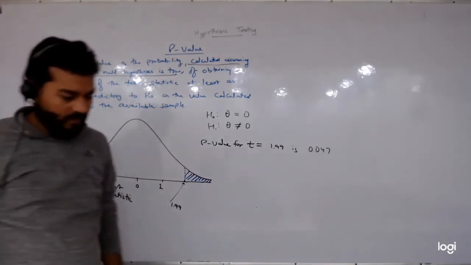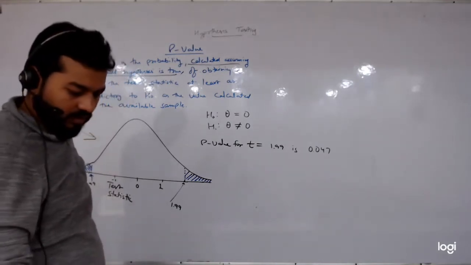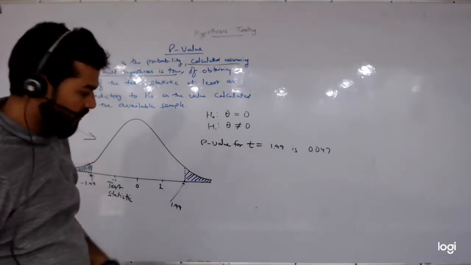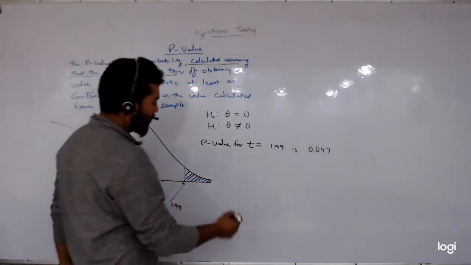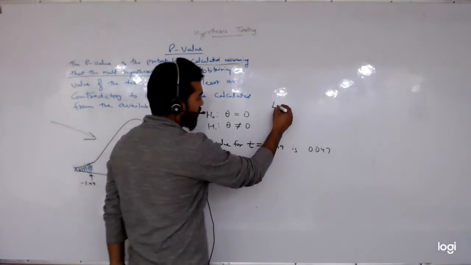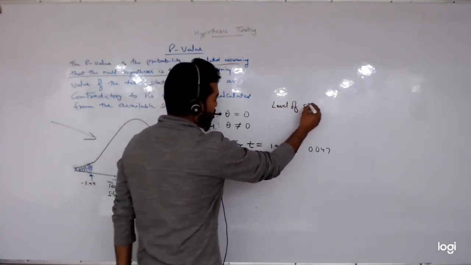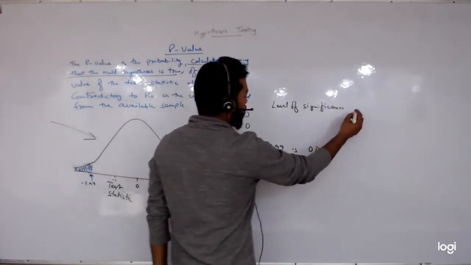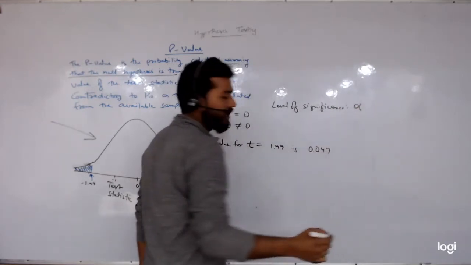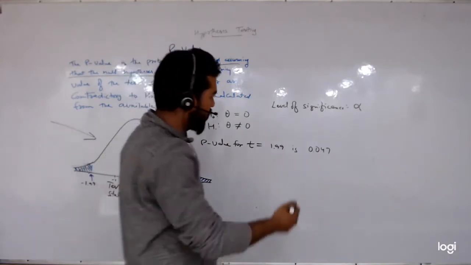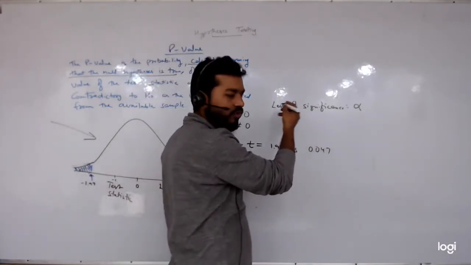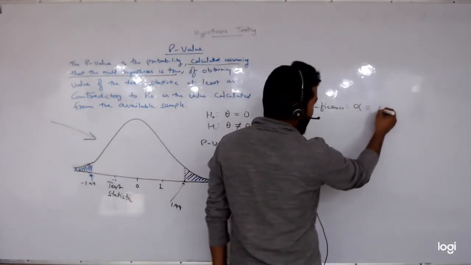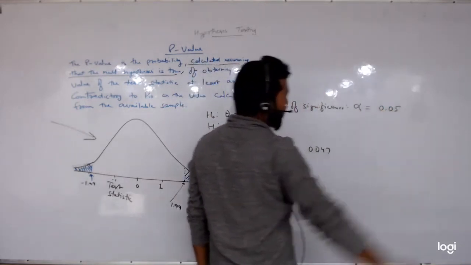Now, a few basic rules. Say the level of significance is denoted using alpha. The level of significance chosen in our previous example was 5%, so alpha was 0.05.